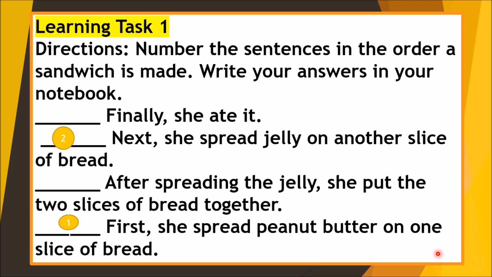Okay, what will be the next one? The third one, number 3. Okay, so after spreading the jelly, she put the 2 slices of bread together. And the last one, number 4, finally, she ate it. So look at that. That is the order on how to make a sandwich. You got it? Okay, very good.